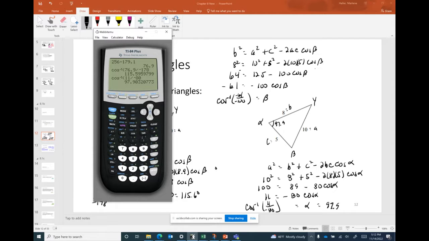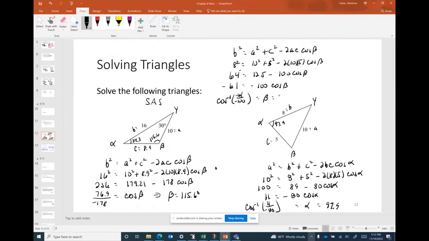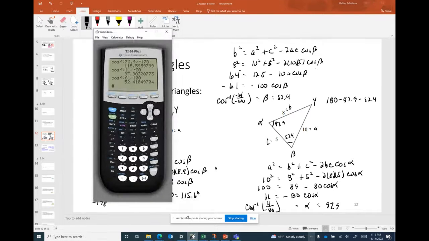Inverse cosine of 61 divided by 100. It's 52.4. All right. And then, you know, I could do the law of cosines again to find gamma, but I'm really lazy. So to find gamma, I'm going to say that's 180 degrees minus 97.9 minus 52.4, because we know the interior angles of the triangle add to 180, right? And there we go, 29.7.